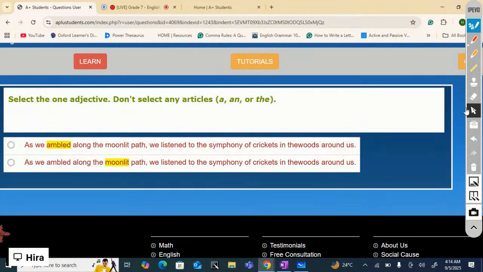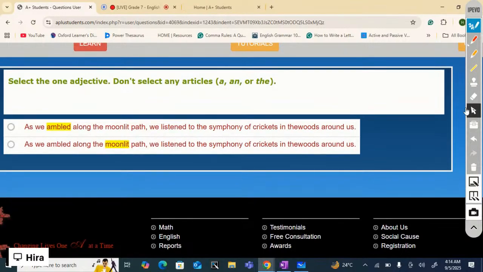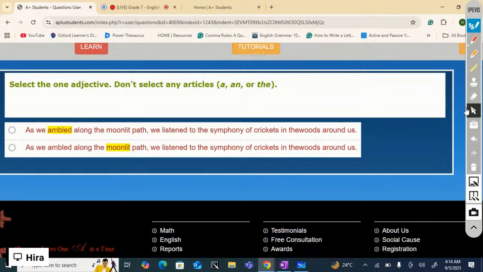Select the adjective. One adjective. As we ambled along the moonlit path, we listened to the symphony of crickets in the woods around us. Ambled, as we ambled along. Ambled is a verb, so it's wrong. As we ambled along the moonlit path. What kind of path? Path is a noun. What kind of path? It's moonlit path.